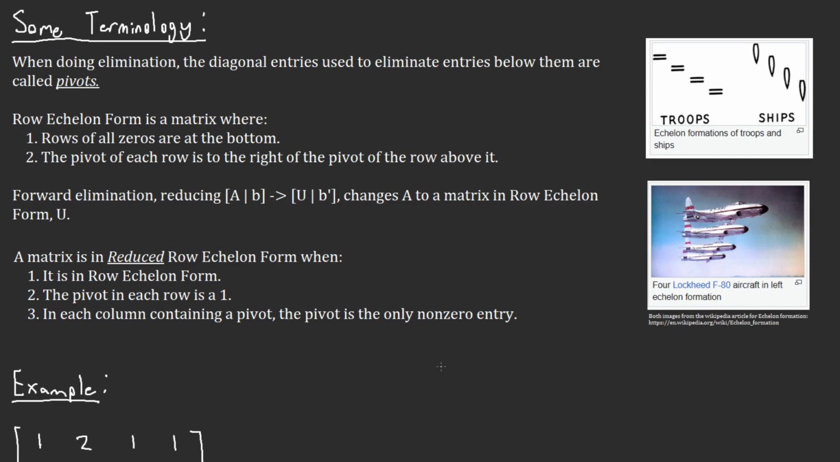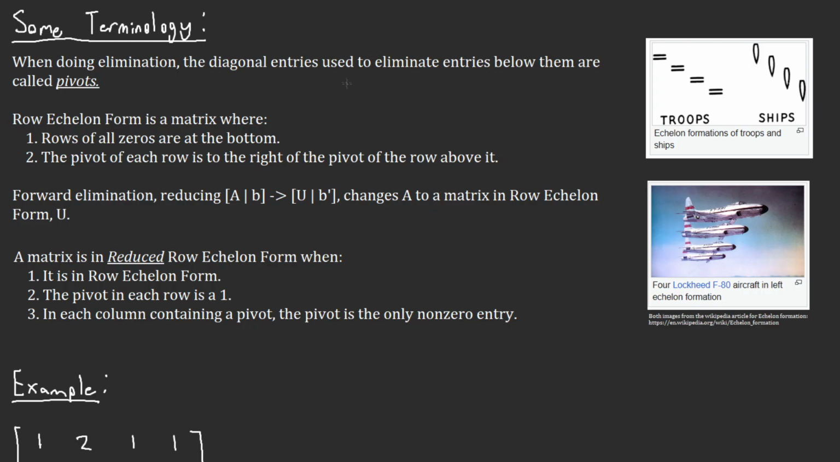Hopefully that example made sense and wasn't too difficult. Now, I want to go over some terminology. I don't know why in linear algebra we have some of these super specific words, but you will probably see these words when you're going over a linear algebra textbook or reading about linear algebra, so it's important that you know what they are. When we're doing this process of elimination, the diagonal entries that we use to eliminate the entries below them are called pivots.